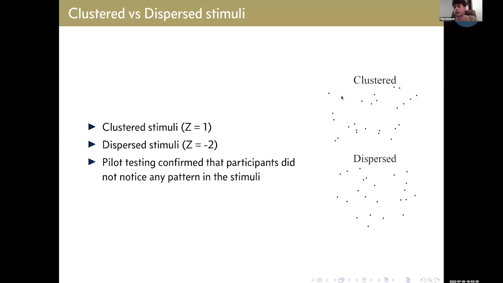And what do we mean by statistically clustered or dispersed? Here's an example of both. As you can see, the points here are more clumped together, while the points here are more evenly spaced out.